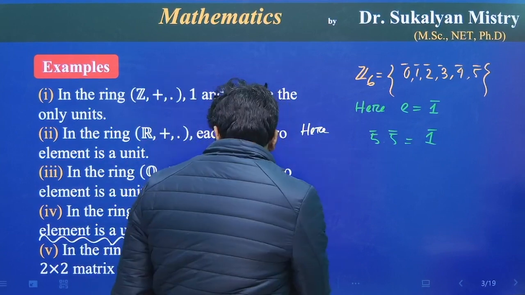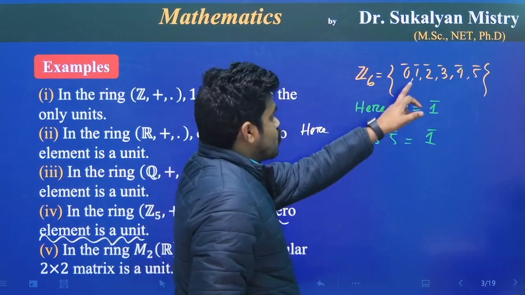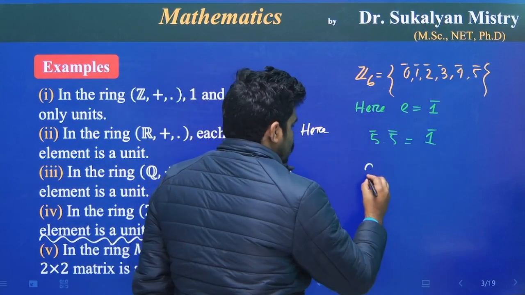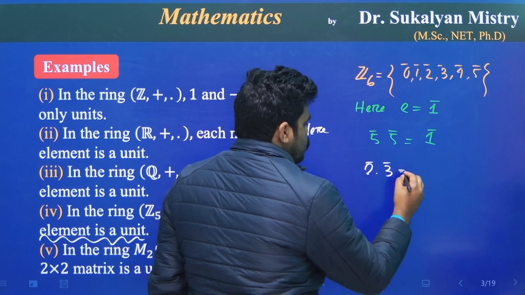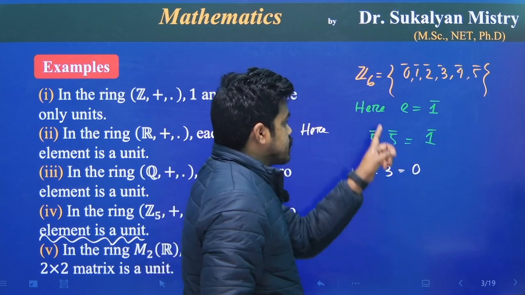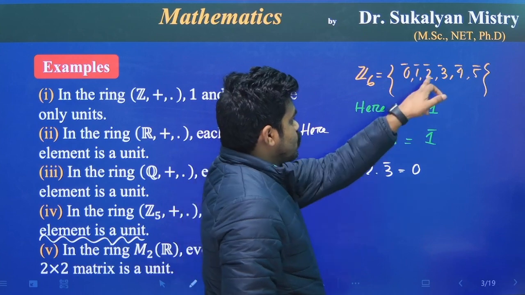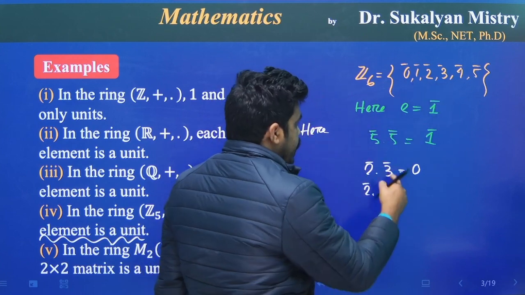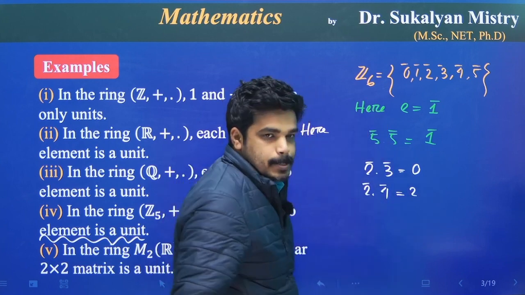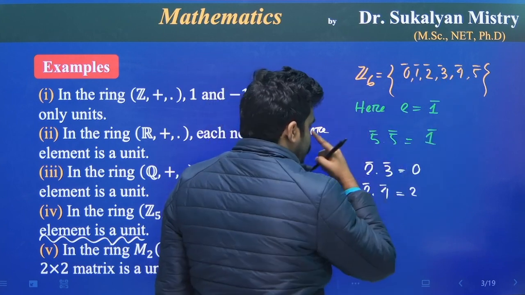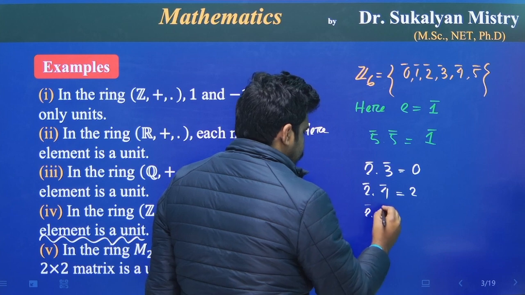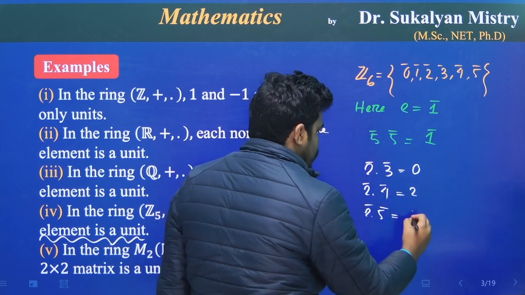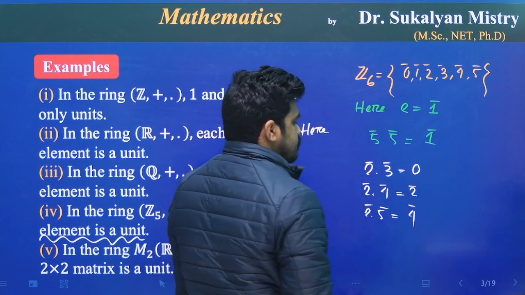I repeat, see, what happens with 2 into 3? You get 0. 2 into 3 is 6, divide 6 by 6, the remainder is 0. Multiply 2 with 4, that is 8, divide 8 by 6, the remainder is 2. 2 into 5, that is 10, divide 10 by 6, the remainder is 4, right?